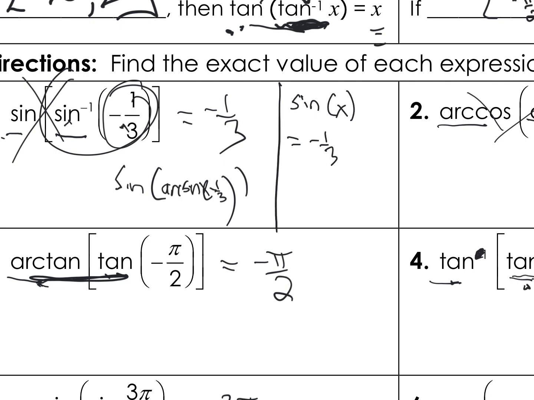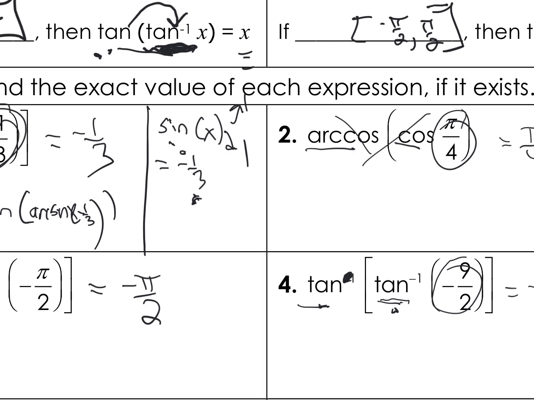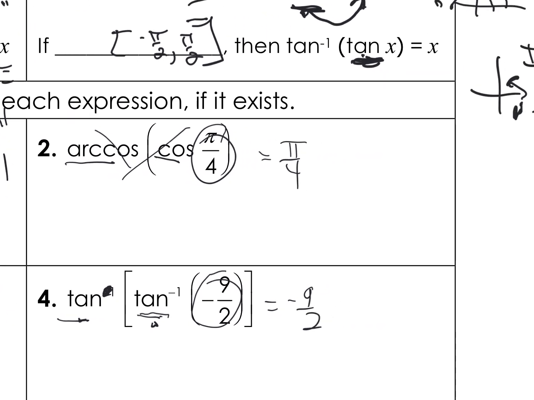The reason I say it's not a big deal: the sine function can be a negative 1/3 because sine can go all the way up to 1, all the way down to a negative 1. That should be okay, no error. Number 2.